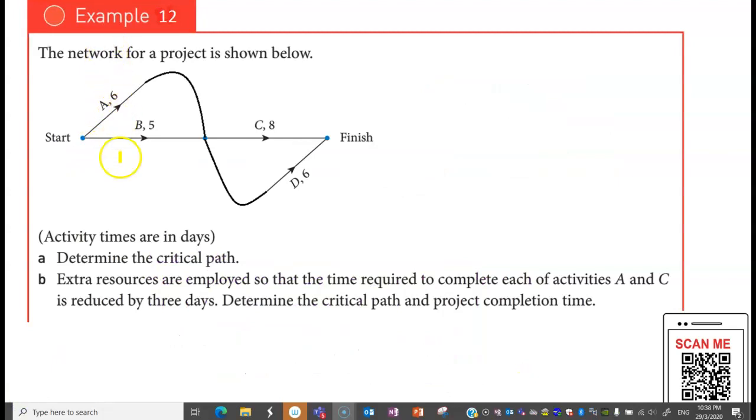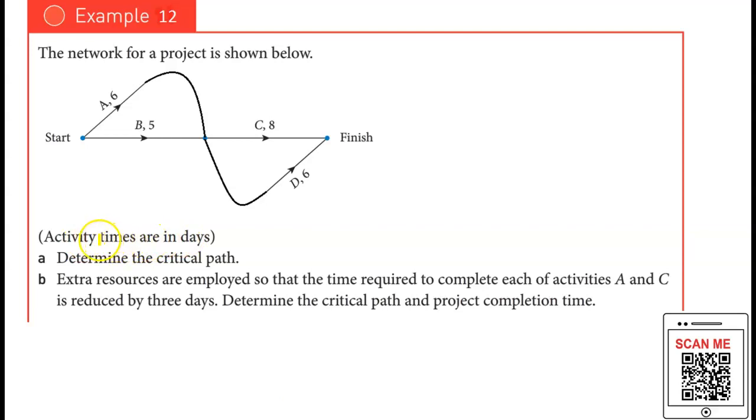Now let's try to solve example 12. The information given here, the unit of time, is actually in days. So you are supposed to find the critical path for the first part. And for the second part, they say extra resources are employed so that the time required to complete each of activities A and C is reduced by 3 days. And from there on, you have to find the critical path and project completion time. Now let's start with the first one.